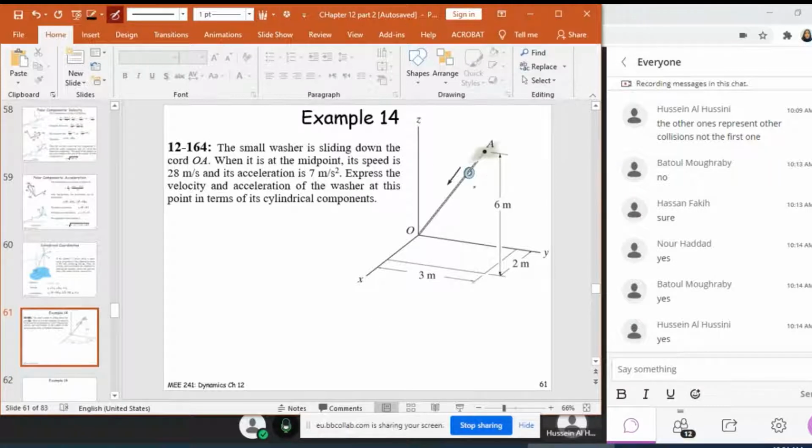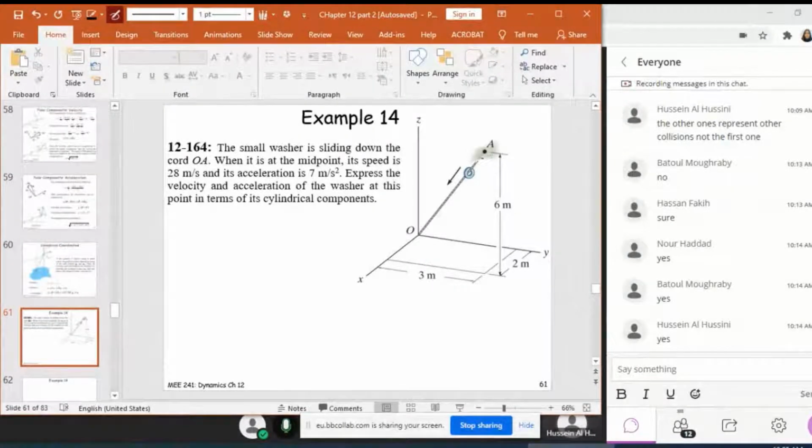So let's start. Here, guys, it's very obvious that there is no component in the theta direction because there is no change in theta. The motion is only along OA. All right? So in fact, the motion is only along OA, which means I don't have U theta. Although I know that there is no component on U theta, I'm going to prove it now, right?